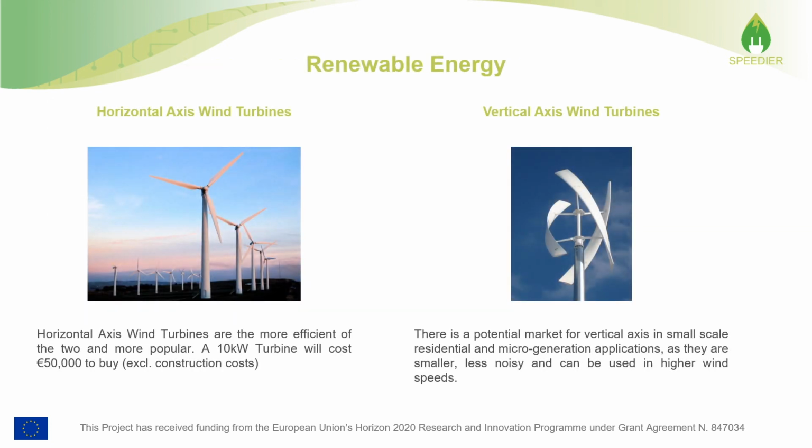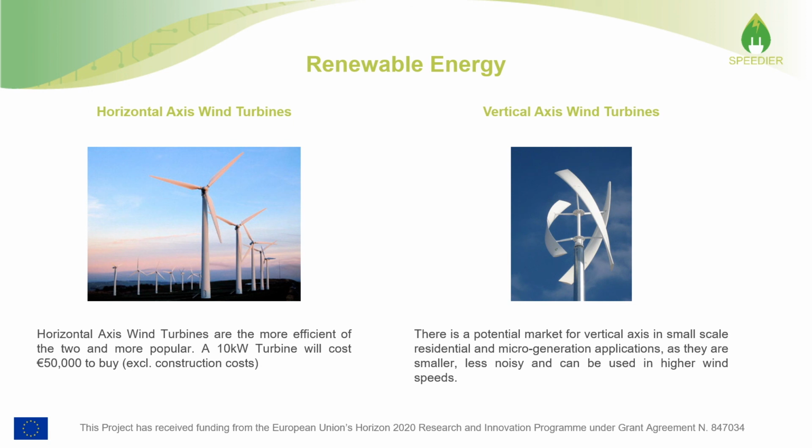And then finally, we'll move on to wind turbines or wind energy. Now, there are 2 types of wind turbines available in the market. Horizontal axis wind turbines, which you probably see mainly everywhere for large wind farms, are probably the most popular for large scale. A 10 kilowatt turbine will cost you around 50 grand to buy. That's excluding the construction costs, which are very high for wind turbines with the amount of concrete that's required for the base.